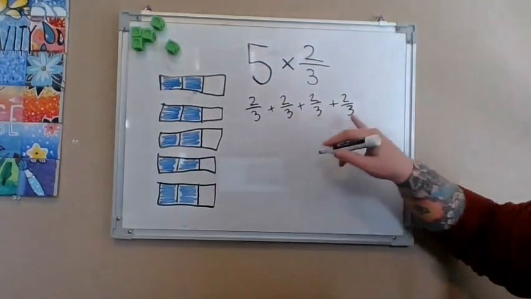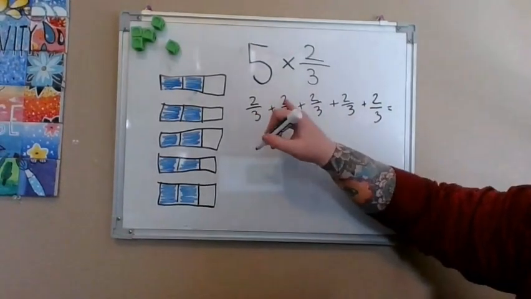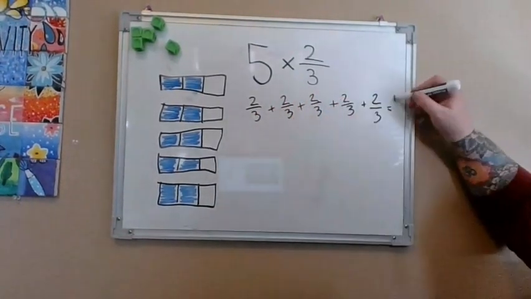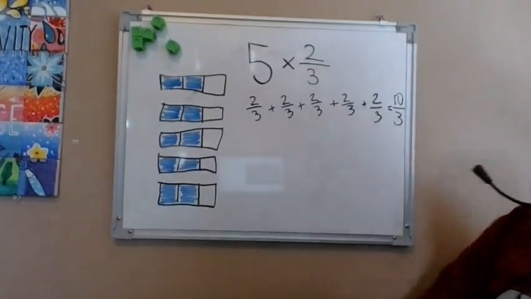One, two, three, four more. What does that give me? 2, 4, 6, 8, 10/3. So 10/3.